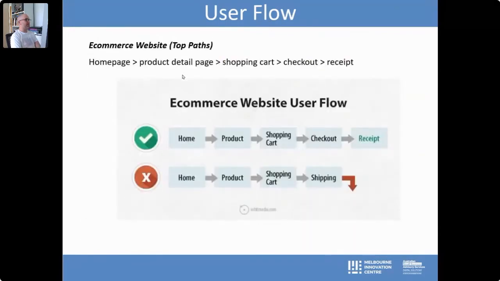So typically from a user flow point of view, if you have an e-commerce website, you want them to go from the home page to the product page, to the shopping cart, to the checkout, to getting their receipt. But if they're going to the home page, the product page, and then the shopping cart, and then they're dropping off, or they're dropping off when they see shipping, you might have to change the way your website works to help improve that conversion.